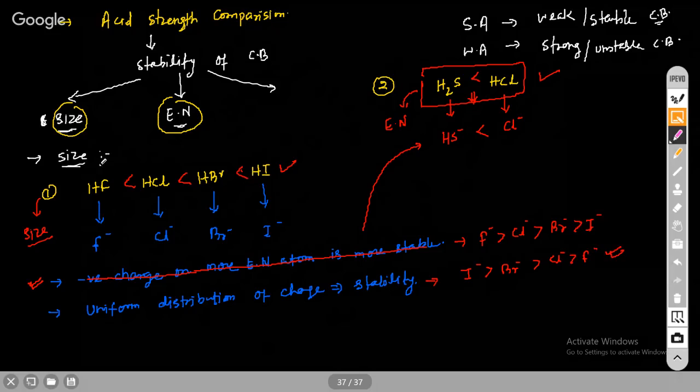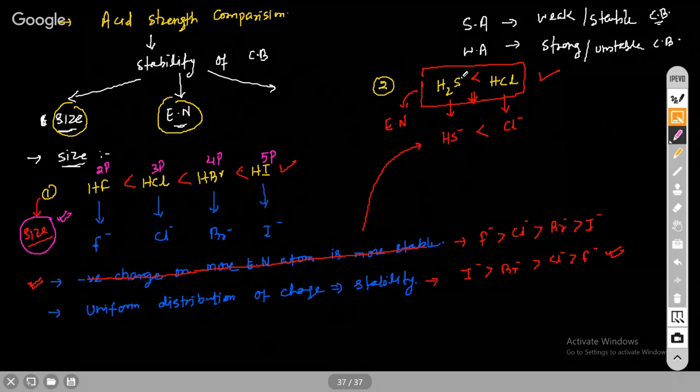Here you see the fluorine is in 2p orbital. This has 3p, this has 4p and 5p. Right. So down the group we are going for fluorine, chlorine, bromine, iodine. One extra shell is adding in all these elements. That's why here size factor is dominating. And we will consider size factor to determine the acidity of this compound.